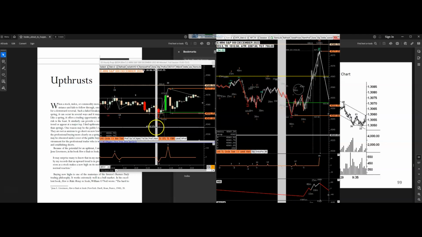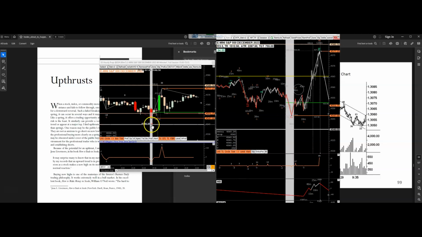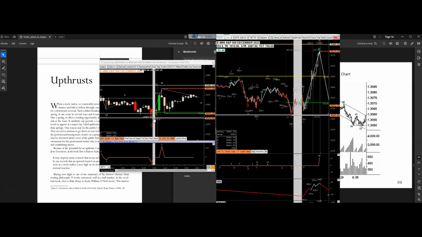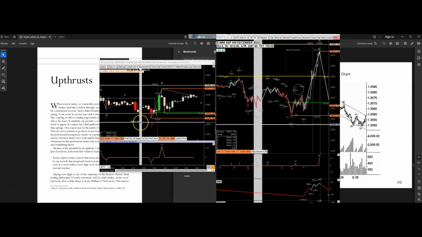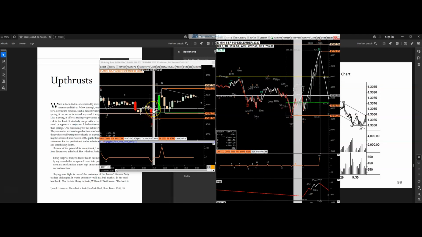Now, if you take a look at this red bar, it turned out to be a spring. Why is it a spring? It has no follow-through. How do you know it has no follow-through? Do you see a red bar after it? The answer is no, it's a green bar. What about making a lower high and a lower low or a lower close? It makes a lower high, it's inside, but it does not make a lower low.